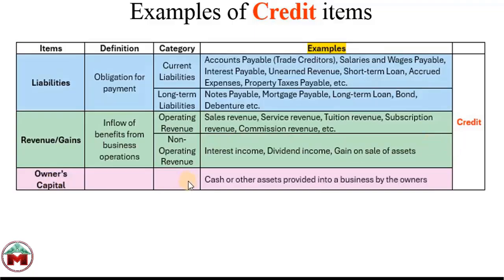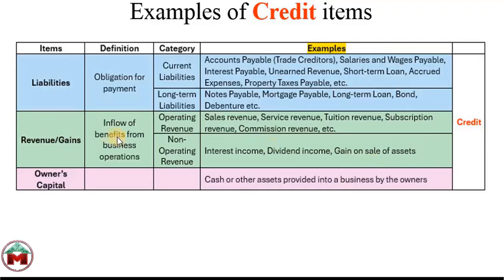Owner's capital indicates the assets or anything that is provided by the owners to the company. I mean, whenever the owners are providing something to the company, that kind of providing by the owners to the company is known as capital. So capital is a credit item. So liabilities, revenues, capital, they are credit items.